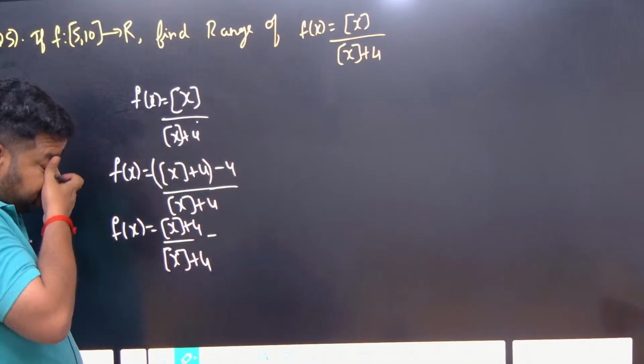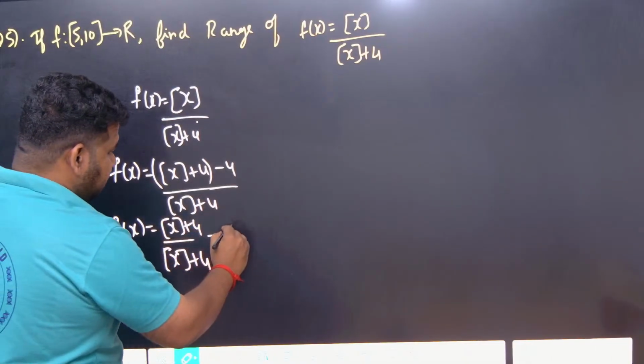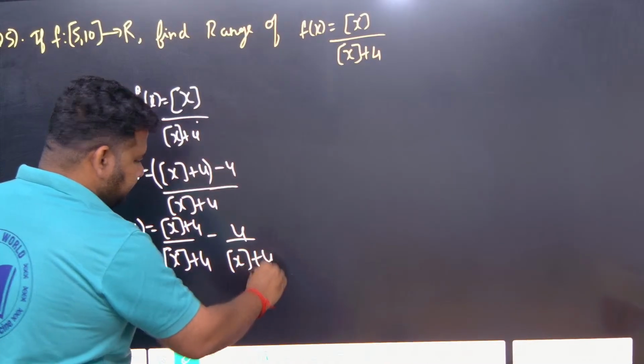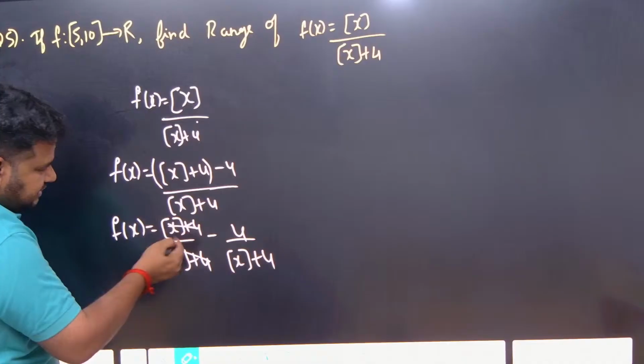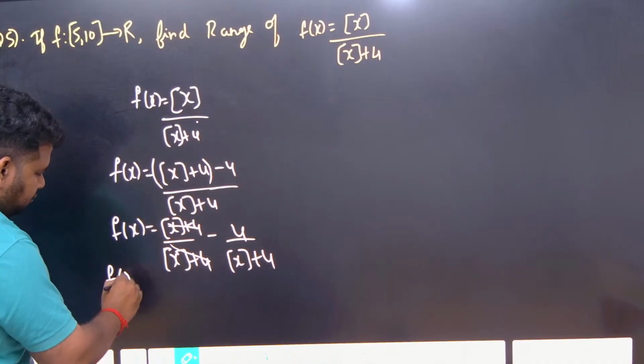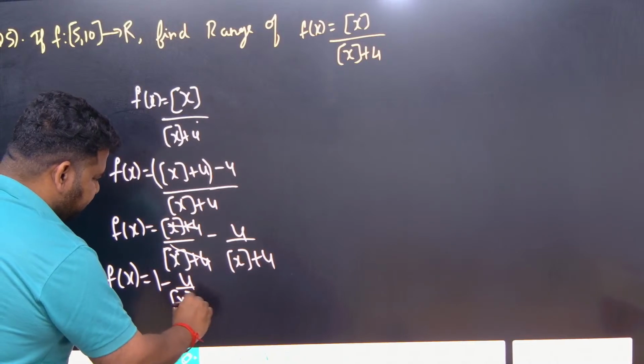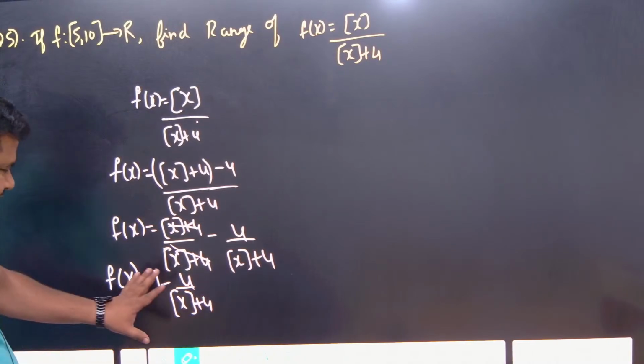Now what I am having is this, minus 4 by step of x plus 4. Now I can cancel this, so I will get 1. So f of x is equal to 1 minus 4 by step of x plus 4. Okay, till here you keep it.